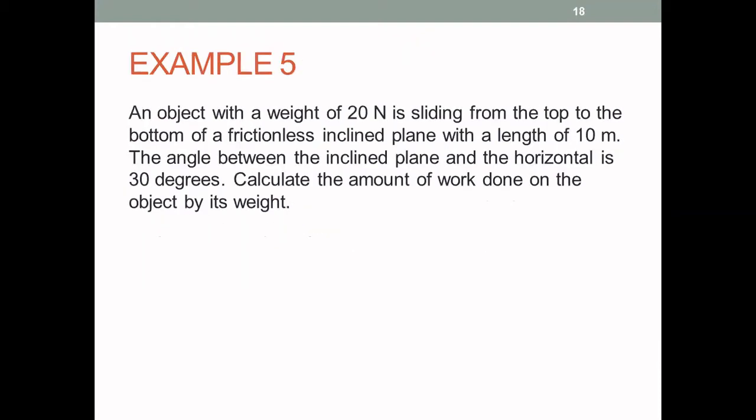Example number 5, an object with a weight of 20 newtons is sliding from the top to the bottom of a frictionless inclined plane with a length of 10 meters. The angle between the inclined plane and the horizontal is 30 degrees. Calculate the amount of work done on the object by its weight.